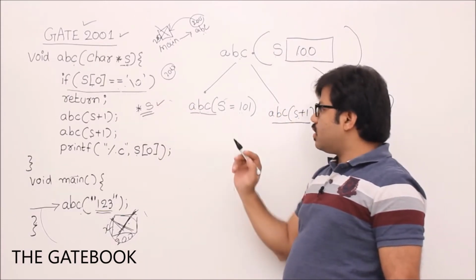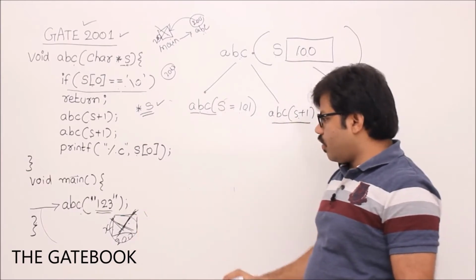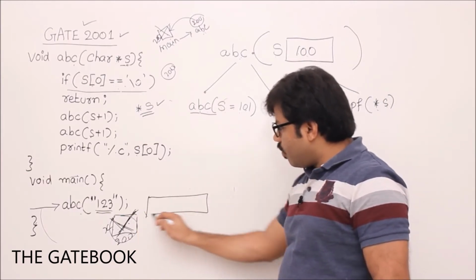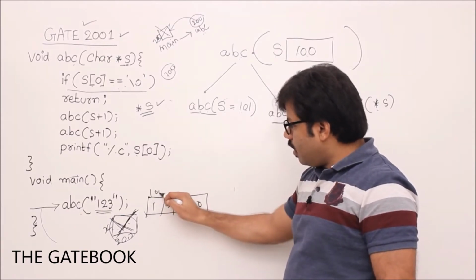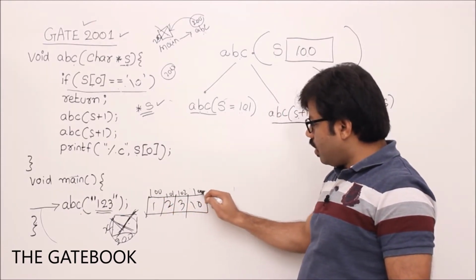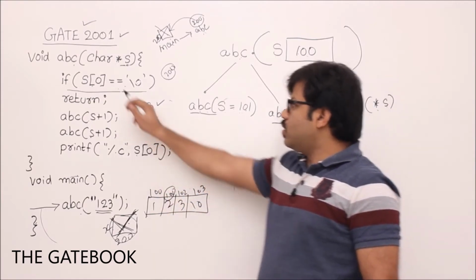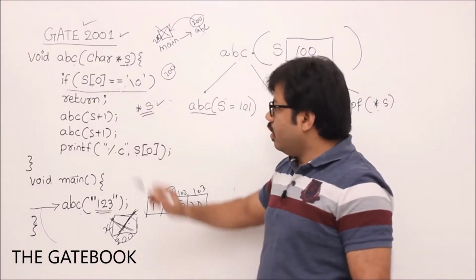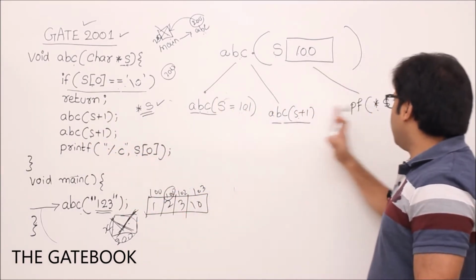So what is star s now? s is 101. Star s is nothing but the value at 101. Tell me blindly, what is the value at 101? Already we know that this is 1, this is 2, this is 3, null character, at 100, 101, 102, 103. This is 101. Value at 101 is 2. Is this 2 equal to null character? No. Then the same story is going to happen again. That story is these three things.